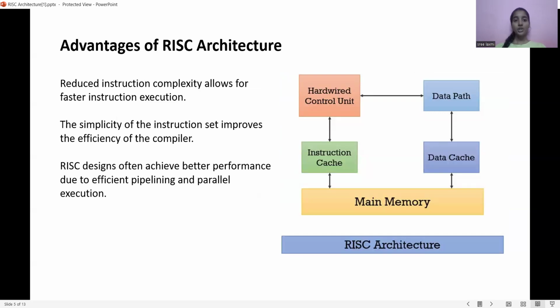Here are the advantages of the RISC architecture. Reduced instruction complexity allows for faster instruction execution. The simplicity of the instruction set improves the efficiency of the compiler. RISC designs often achieve better performance due to efficient pipelining and parallel execution.